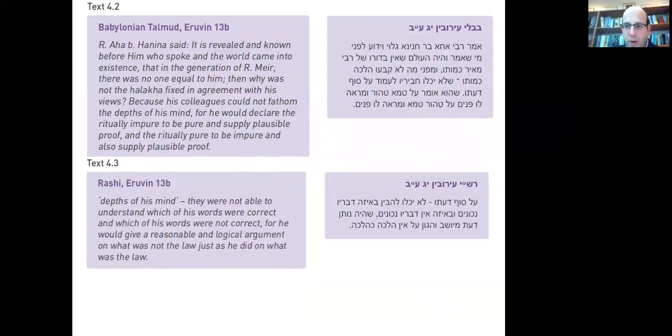I'll take a comment in one moment. I just want to bring the counter argument, which the Talmud says we don't rule the law according to Rabbi Meir, because every single law he used to argue both ways, and therefore we're never quite sure what it is that he believed. Rashi explains they were not able to understand which of his words were correct and which were not, for he would give a reasonable and logical argument on what was not the law, just as he did on what was the law.